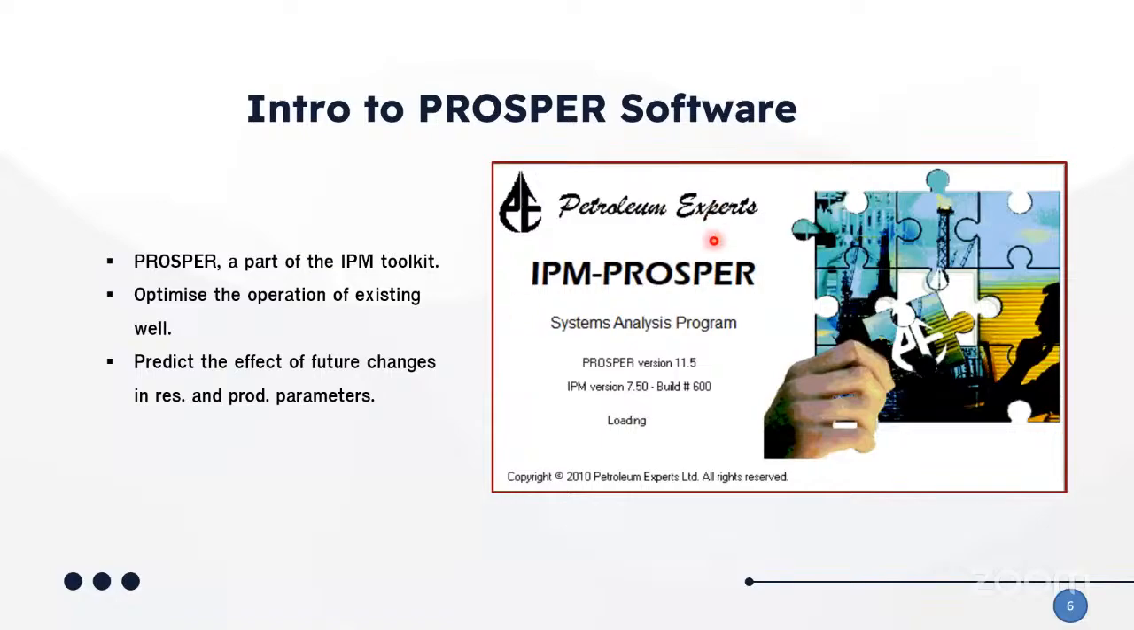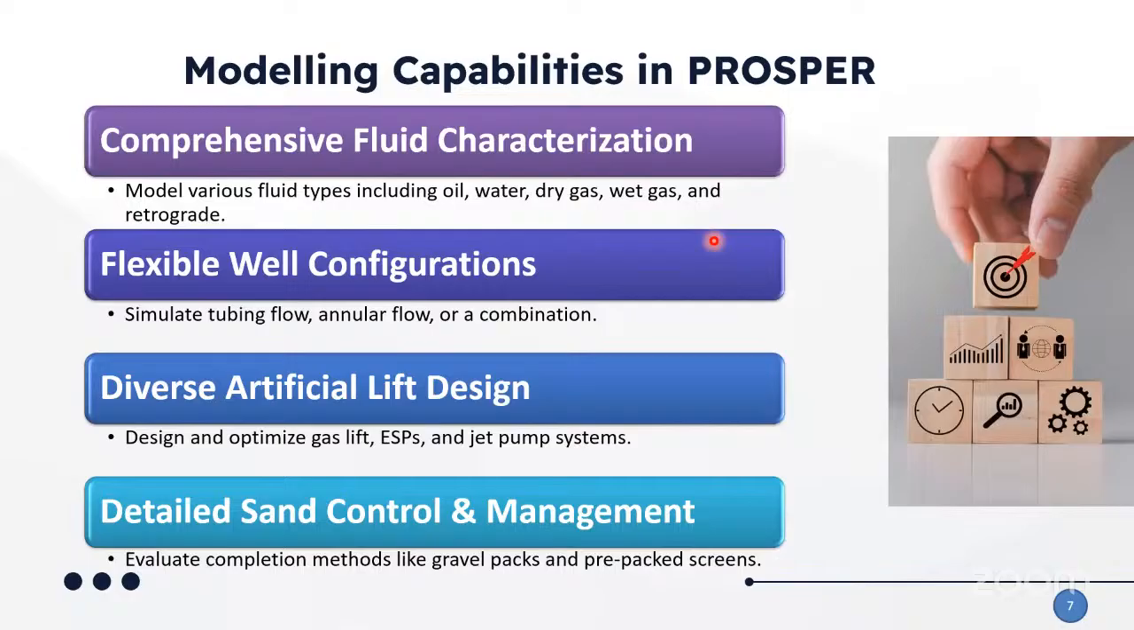So moving forward, like I said, it has a lot of capabilities. And one of the capabilities, it can model various types of fluid. Maybe it is oil that you want to model, water, dry gas, wet gas, it does fluid characterization comprehensively. Another thing is flexible well configuration. It simulates tubing flow or annular flow, or you can even do a combination of the two. Perhaps it is a new well and you want to know the best approach to use. Prosper will give you that leverage.